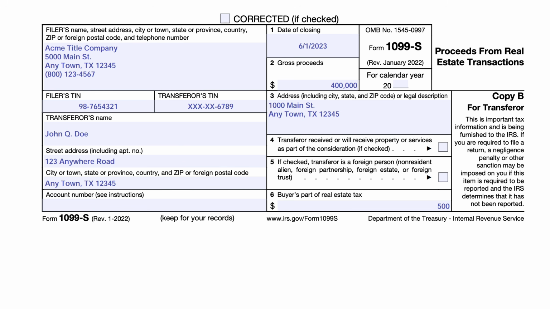Hello. In this video, we'll be going over IRS Form 1099-S, Proceeds from Real Estate Transactions. Before we begin walking through this form, a lot of taxpayers may not be familiar with it, mainly because they've never seen one before, and I'll explain to you why.